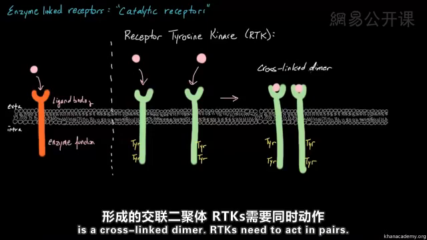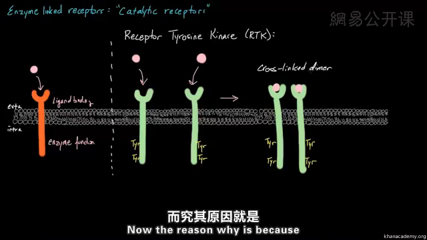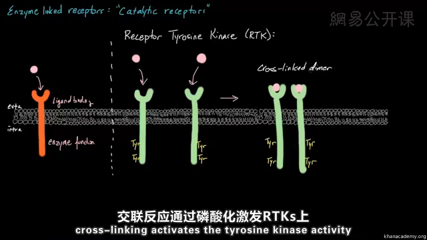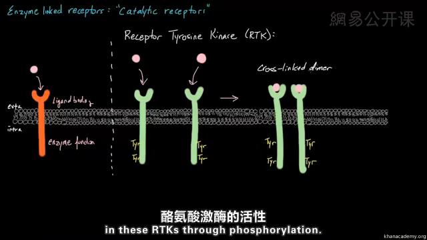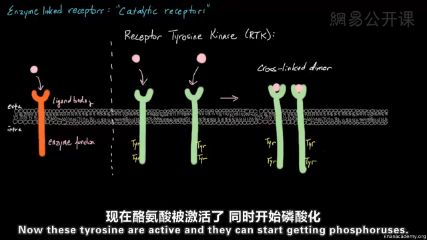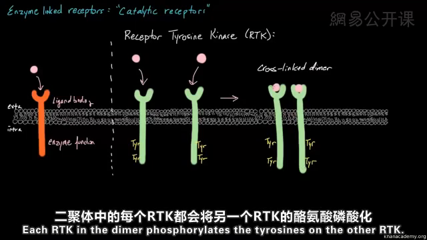RTKs need to act in pairs. The reason why is because cross-linking activates the tyrosine kinase activity in these RTKs through phosphorylation. So now these tyrosines are active and they can start getting phosphoruses. Each RTK in the dimer phosphorylates the tyrosines on the other RTK.